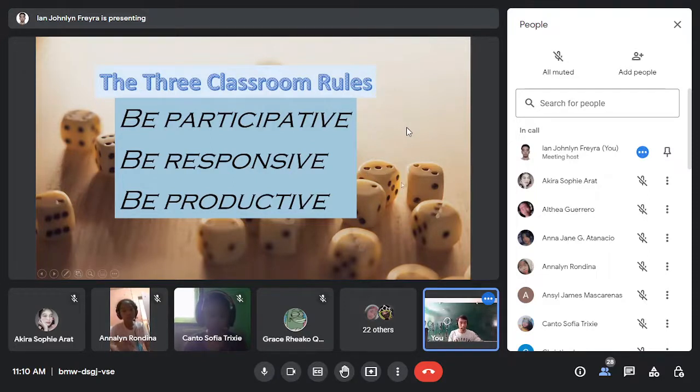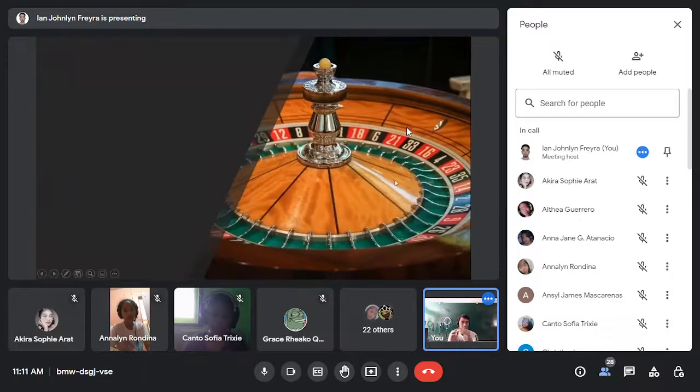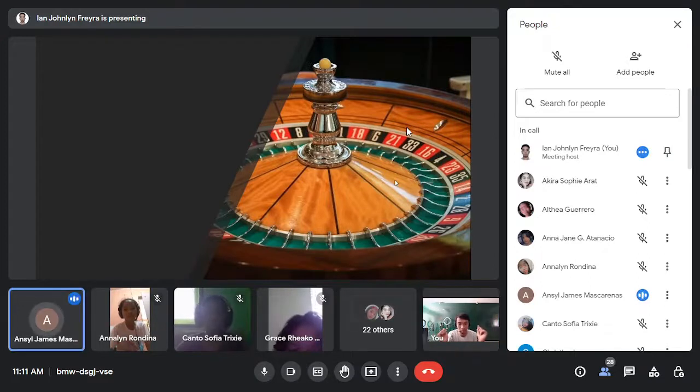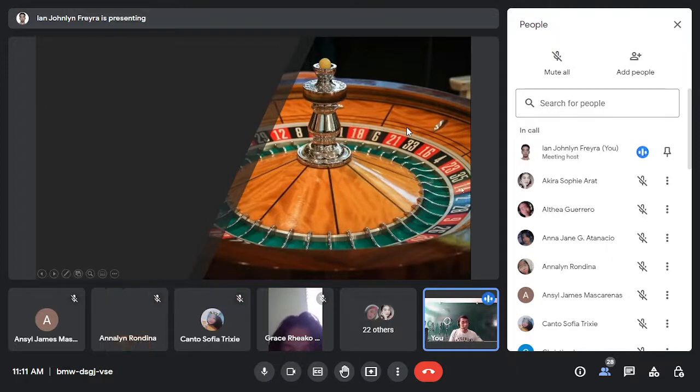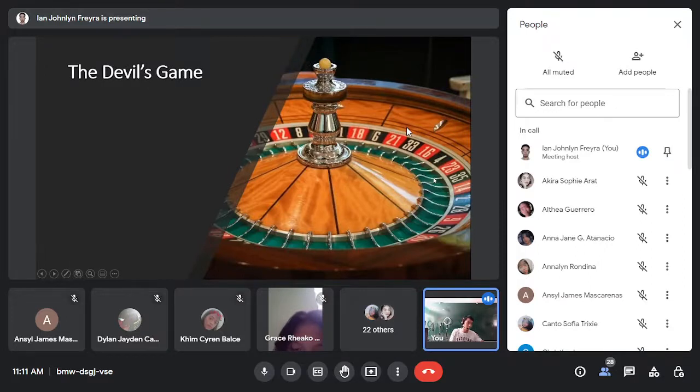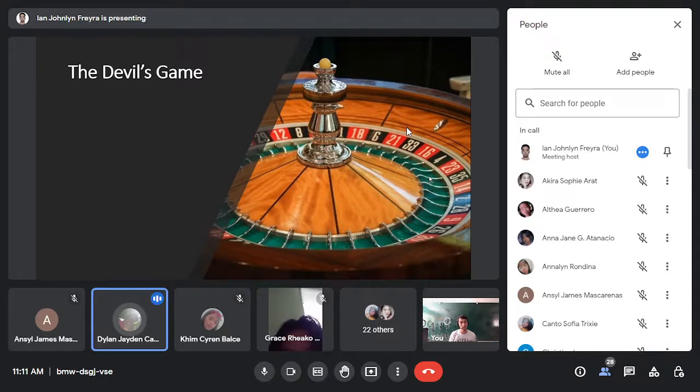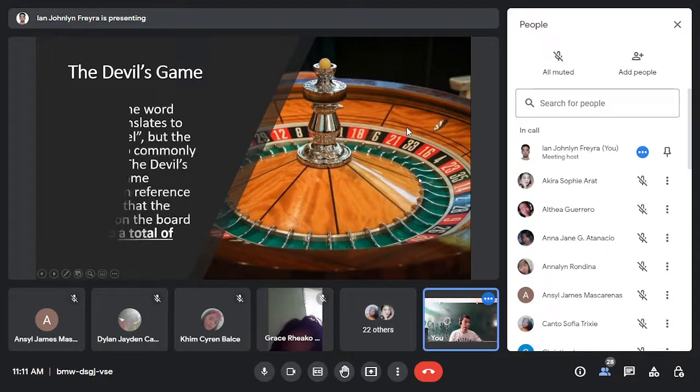Okay? So to start, papakita ko sa inyo itong picture na to. What do you see in the picture? Ano yung nasa picture? Demon's Game po. Okay. Saan nakikita itong game na to? Roulette. Casino. That's roulette sa casino. So, itong game na to, it's called roulette. But it's also referred to as the devil's game. Why? Bakit kaya? Dahil masama magsugal? 666. Ayun, very good.